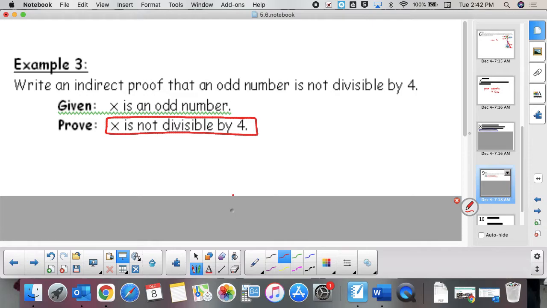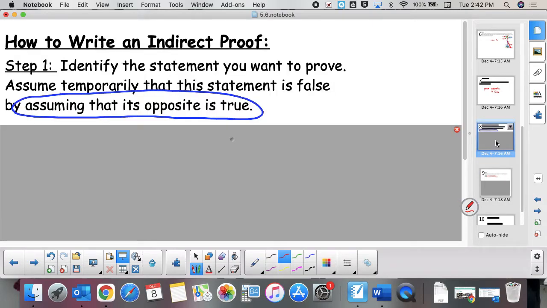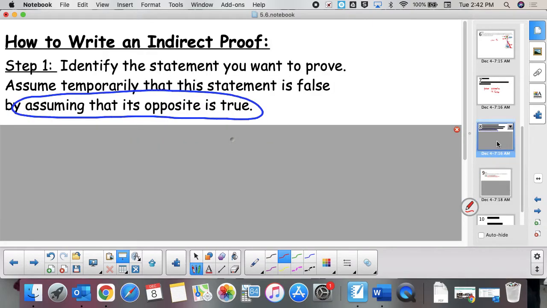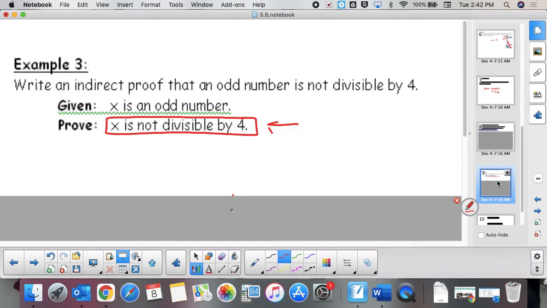So step 1, identify what we're trying to prove. That's what we just did. X is not divisible by 4. Assume temporarily that this statement is false by assuming the opposite is true. Well, we're going to assume x is not divisible by 4. The opposite of that is x is divisible by 4.